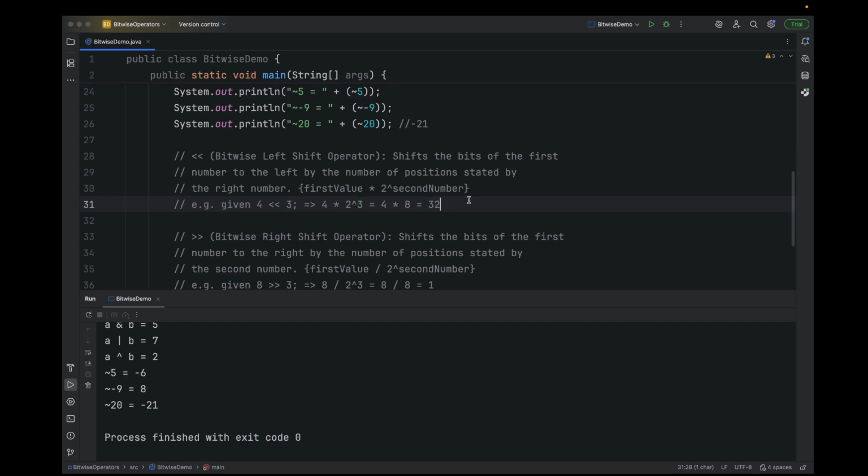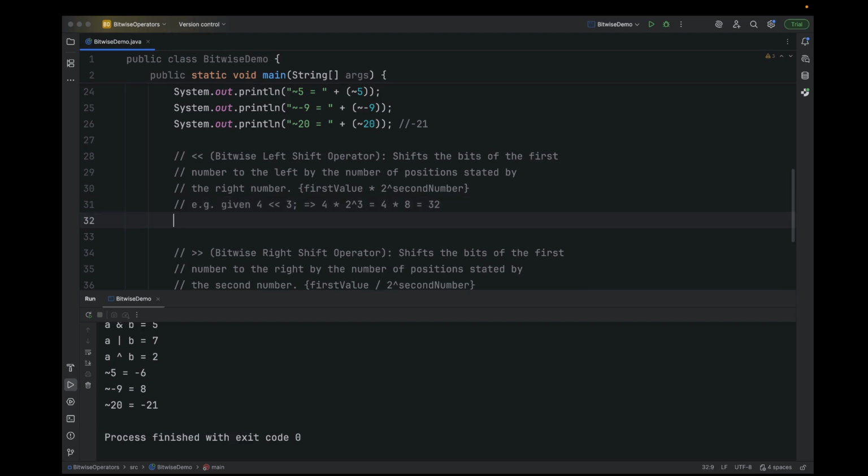But it has a formula. To get the result of this, what the output should be, you do what? Multiply the first value by 2 raised to the power of the second value, right? So that is what we have here. 4 times 2 raised to power 3. And that is what will give you 32. So let's run this, let's print out the result and see.